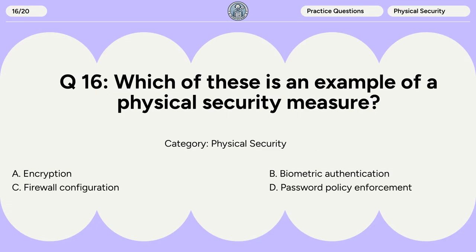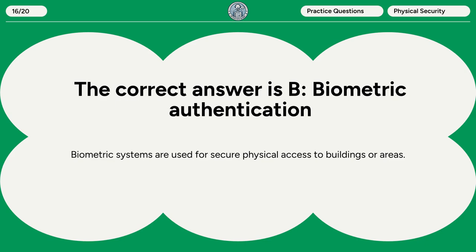Question 16. Which of these is an example of a physical security measure? A. Encryption. B. Biometric authentication. C. Firewall configuration. D. Password policy enforcement. The correct answer is B. Biometric authentication. Biometric systems are used for secure physical access to buildings or areas.